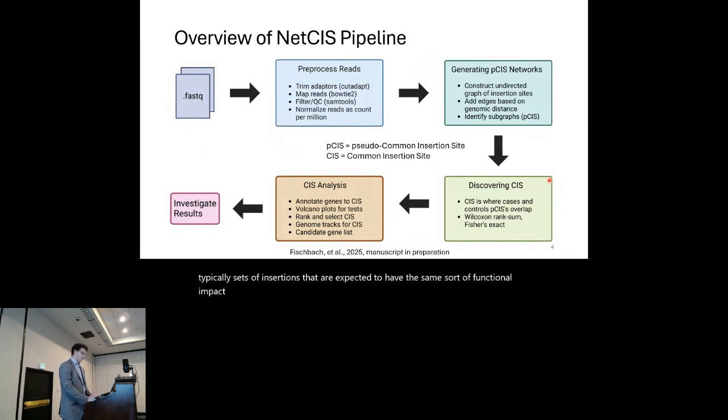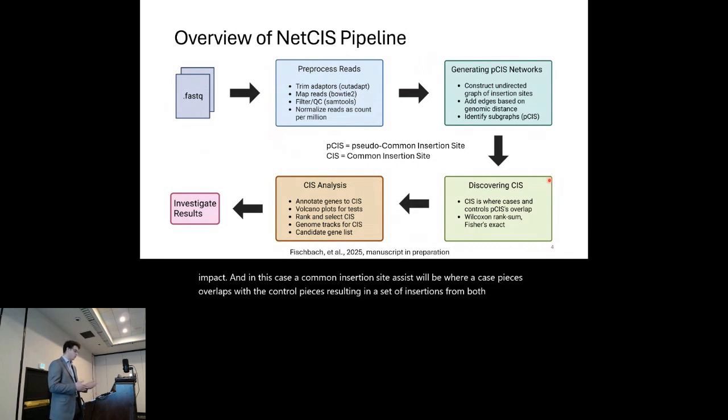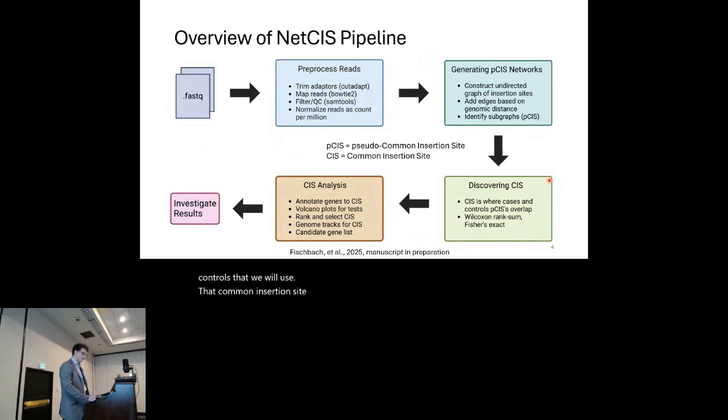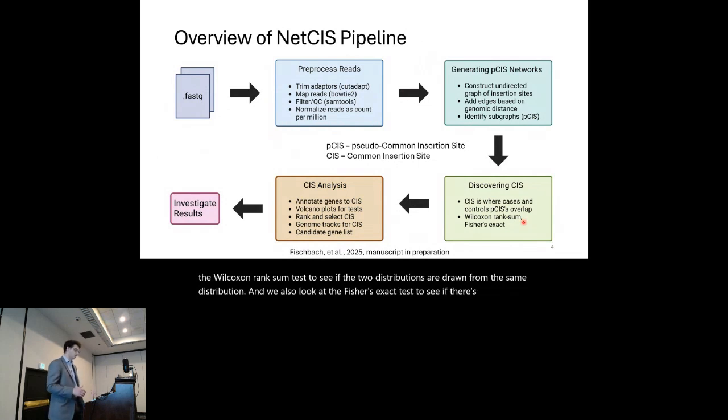And in this case, a common insertion site, a CIS, will be where a case PSIS overlaps with the control PSIS, resulting in a set of insertions from both cases and controls that we will use in that common insertion site. So it provides us with reads that we can compare with the Wilcoxon rank sum test to see if the two distributions are drawn from the same distribution. And we also look at the Fisher's exact test to see if there's an association between the occurrence of a CIS and the case control statuses of samples in that CIS.